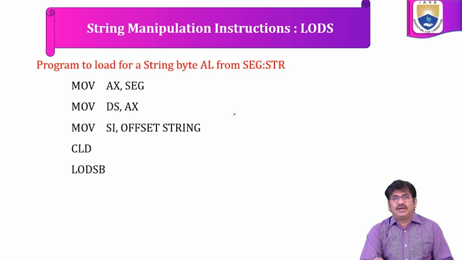Small program for loading a string byte into the AL or AX register. Move AX, segment address will be loaded into DS by using the instruction move DS, AX. The offset value will be stored in SI register by using the instruction move SI, offset of string. For starting address to the end address, clear the direction flag by using CLD instruction. Then for loading the string byte into AL or AX register, use LODSB.